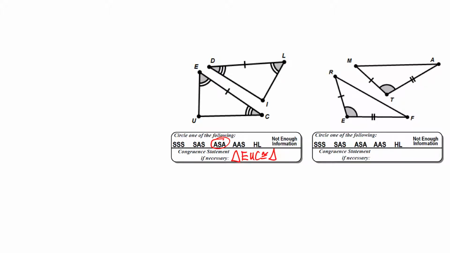Okay, what matches up to the E? Oh. L. See, the E has 2 marks, the L has 2 marks. Okay, the U has no marks. What's the one that has no marks on the other one? I. And then the D has 3 marks. That matches up to this. The C and D match up, so it's like that.